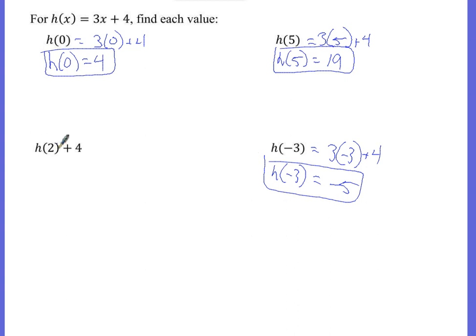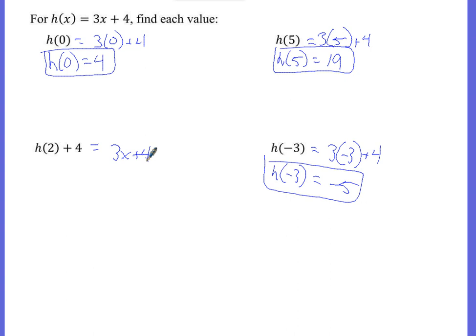This one, a little bit more complicated. It's asking me to find h of 2, and then whatever h of 2 is, add 4 to it. That's all it's saying, okay? So h of 2 first, and then plus 4. So I'm going to write equals h of 2. So I take 2 and I plug it into here. 3x plus 4.